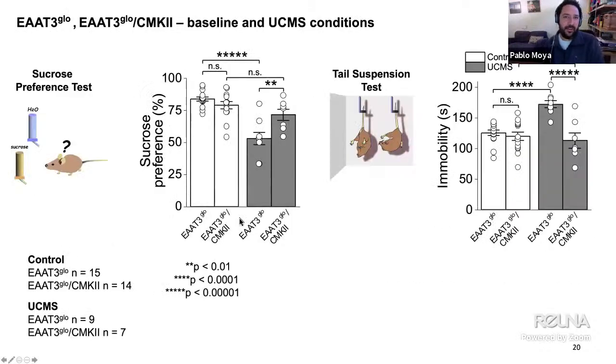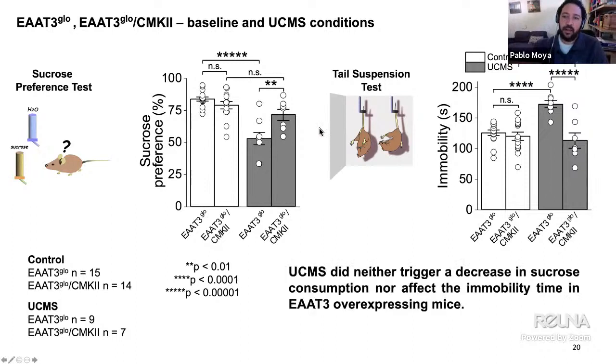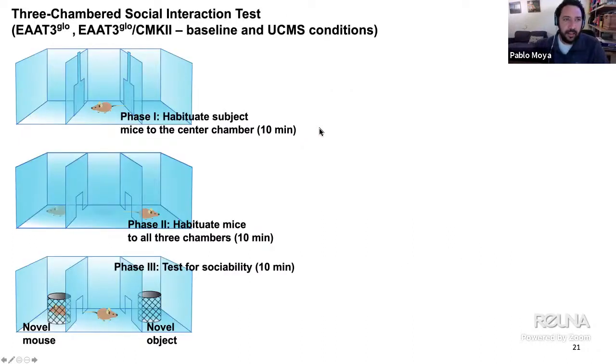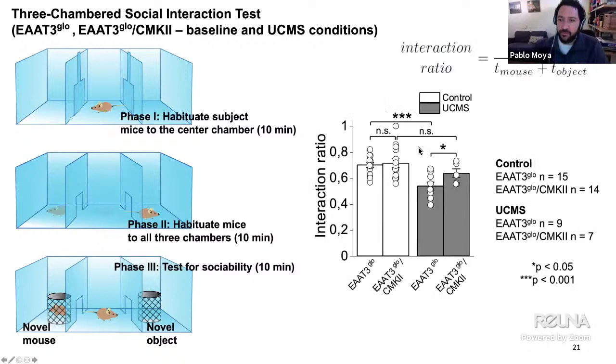When we analyze the depressive-like behaviors, again, E3-overexpressing mice that underwent the 5 weeks of the UCMS protocol did not show the reduction in sucrose preference. There is no anhedonia elicited in these mice, and the same happens in the tail suspension test. In the 3-chamber social interaction, well, there is no significant difference compared to the control groups.